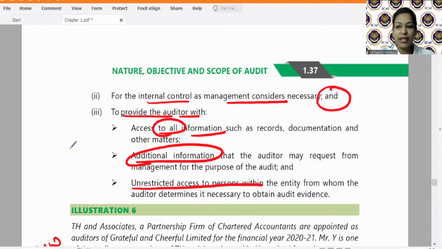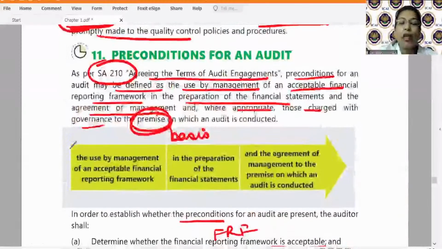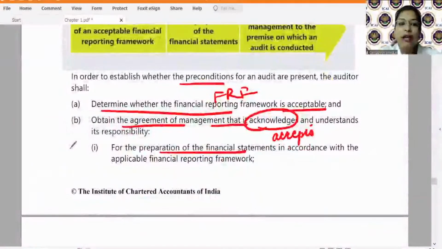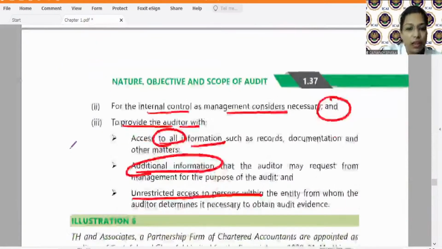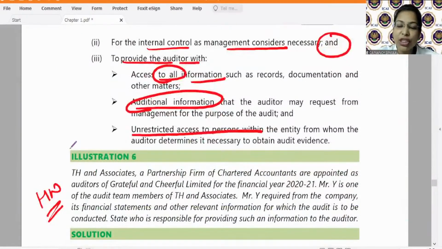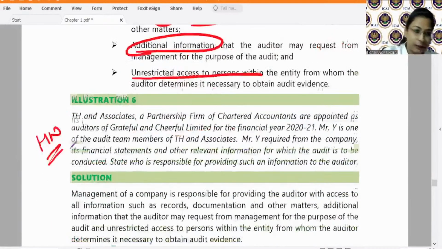ठीक है, अब रिवीजन हिंदी में कैसे करें स्टूडेंट्स, चलो ठीक है. तो हमने क्या बोला, ऑडिटर तभी एक्सेप्ट करेगा एंगेजमेंट जब उसको लगता है कि ये जो प्री कंडीशंस हैं, जो बेसिस है जिसके ऊपर ऑडिट होता है वो फुलफिल हुआ है, ठीक है. वो कैसे पता चलेगा, ऑडिटर पहले देखेगा एप्लीकेबल एफआरएफ के अकॉर्डिंग ही बने हैं ना फाइनेंशियल स्टेटमेंट, वो एक्सेप्टेबल है ना. एंड ऑडिटर ये भी देखेगा कि मैनेजमेंट जो है वो एक्सेप्ट करता है और अंडरस्टैंड करता है कि इट इज द रिस्पॉन्सिबिलिटी ऑफ द मैनेजमेंट कि वो फाइनेंशियल स्टेटमेंट को एज पर एफआरएफ बनाए, इंटरनल कंट्रोल इंप्लीमेंट करें एंड ऑडिटर को सभी इंफॉर्मेशन दे, एडिशनल इंफॉर्मेशन दे, अनरिस्ट्रिक्टेड एक्सेस टू पर्संस दे विद इन द एंटिटी, ठीक है.